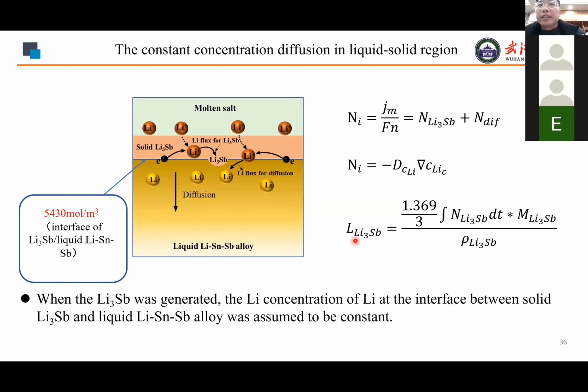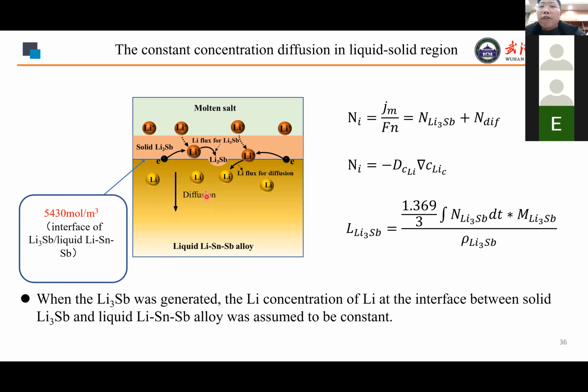When the concentration reaches the critical value, the solid lithium intermetallic will be generated and cover the surface. After this point, the lithium ions need to go through the solid layer to be reduced at the interface of the solid layer and the liquid lithium-tin intermediate alloy. The reduced lithium flux will be divided into two parts. One partial lithium flux continues to diffuse downward because the concentration gradient is still present. And the other partial is used to generate solid lithium intermetallic until the lithium concentration in the liquid alloy is uniform and reaches the critical value.